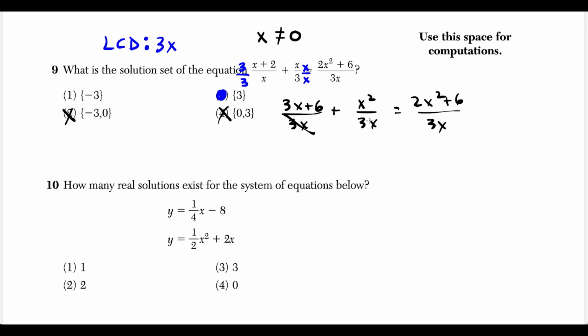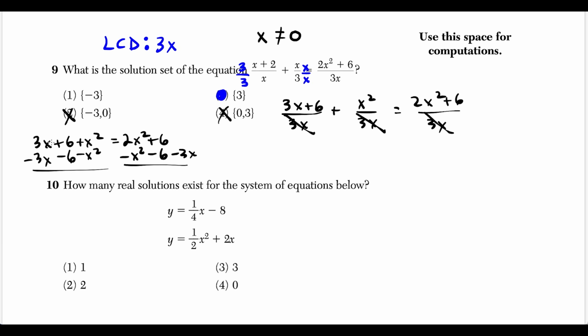So notice here, once you have all matching denominators, just think of it as multiplying everything by 3x, and the denominators all cancel. So then what we have here is 3x + 6 + x squared equals 2x squared + 6, like this. So then from here, what I would do is move everything to one side. So we could do minus x squared on both sides. Then we could do minus 6 on both sides. And we could do minus 3x on both sides, all in one step.